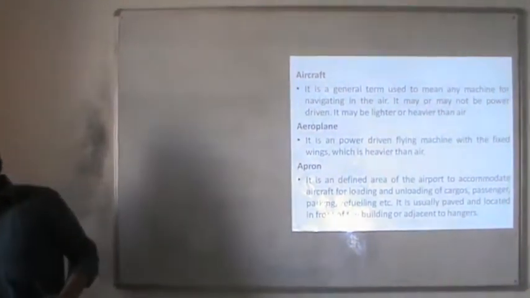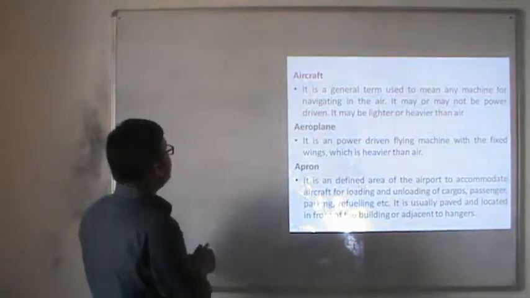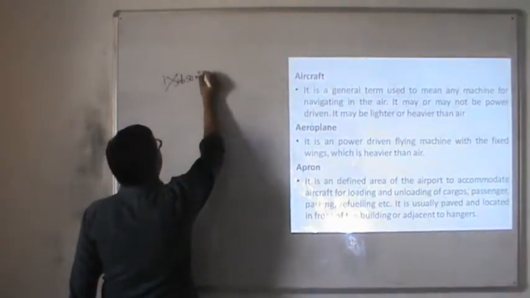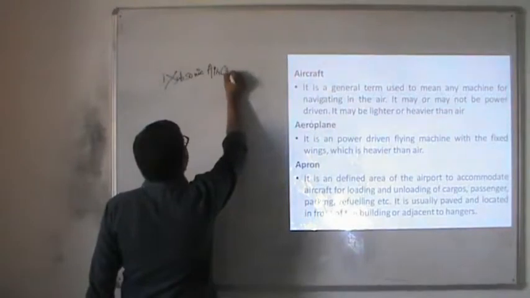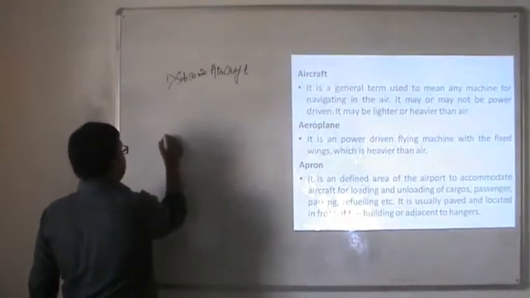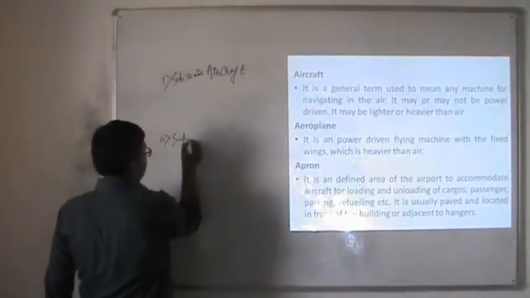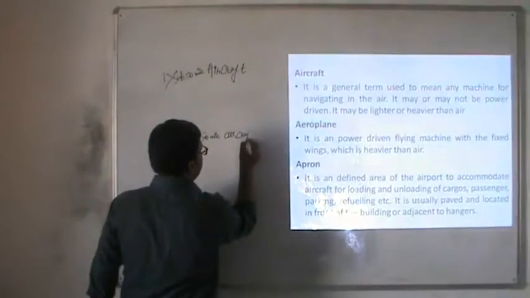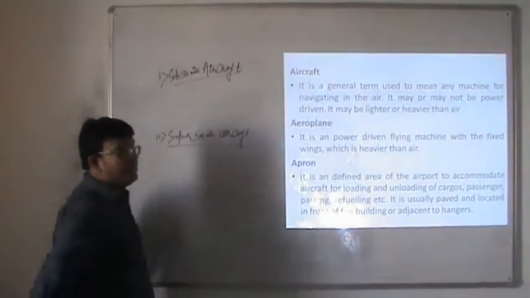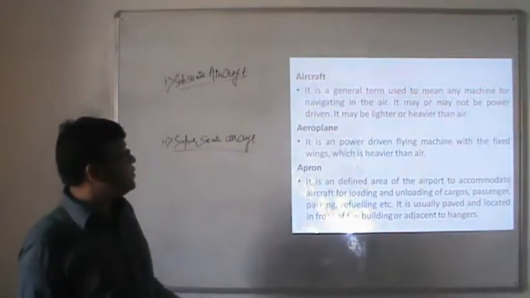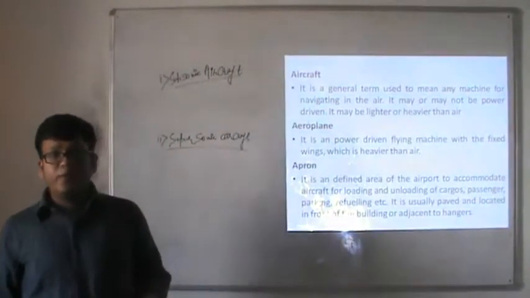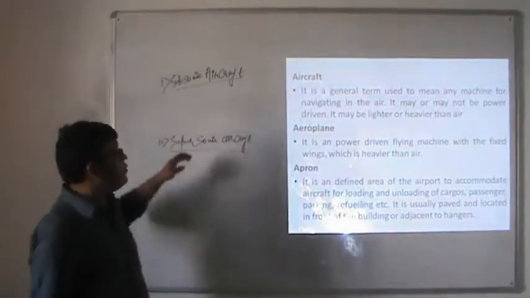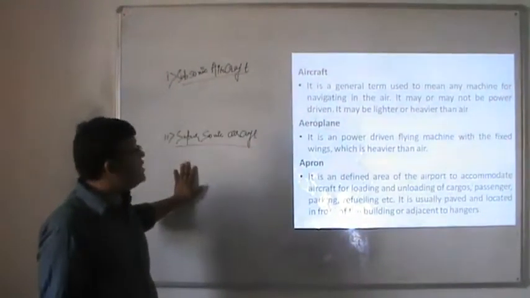Then we can categorize aircraft into two categories. One is subsonic aircraft and the second one is supersonic aircraft. So aircraft is generally used to represent flying machines which may or may not be power driven, and which may be heavier or lighter than air. These aircraft are generally classified into two categories, subsonic aircraft and supersonic aircraft.